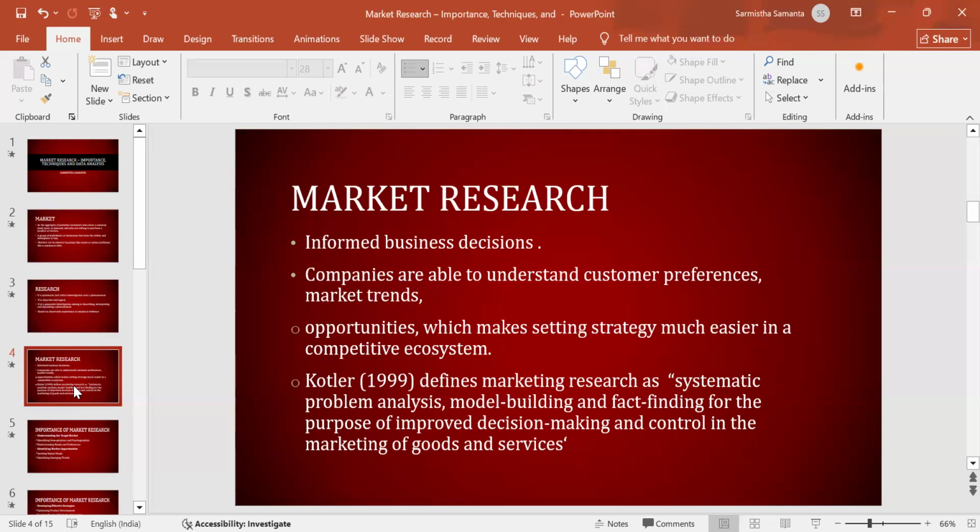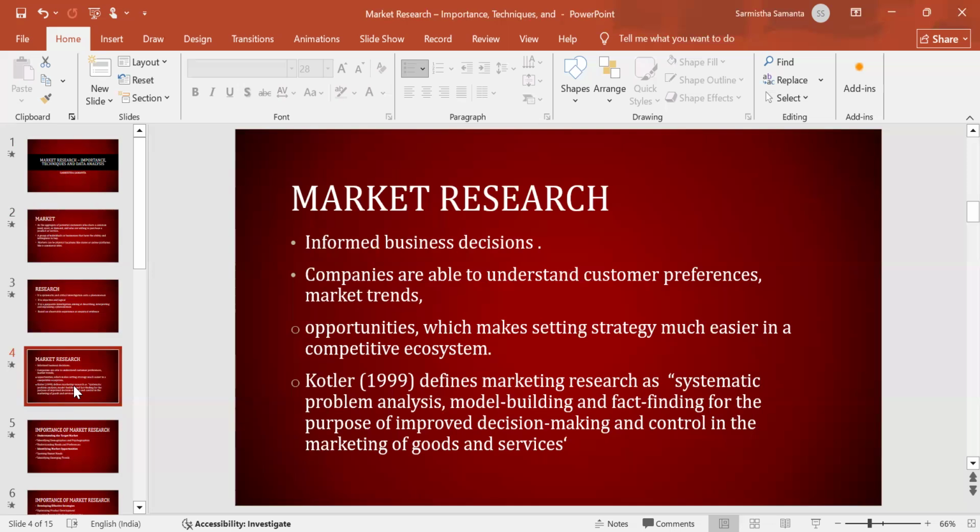Suppose for a particular product, the demand is going down continuously. So what is the market trend, why is the product demand going down? That type of research done by businesses is also regarded as market research. It also identifies opportunities which make setting strategy much easier in a competitive ecosystem. What are the opportunities with the changed situation? How can my business improve? That is also done by market research.